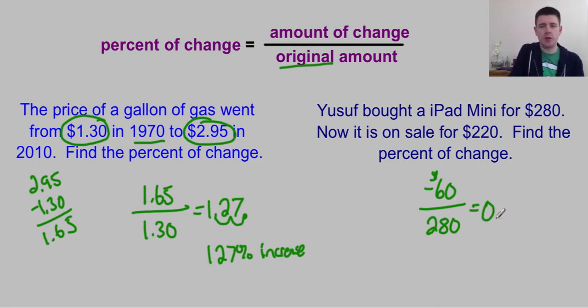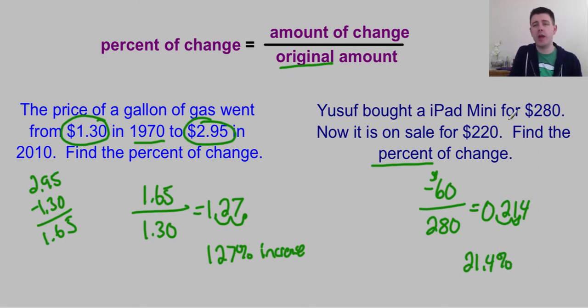And I get 0.214. Again, but that's a decimal. We want the percent. So we slide our decimal over 2 spots. And we would get 21.4, or you could round it off to 21%. But this is 280 down to 220. So we would say a 21.4% decrease in the price. So it's as simple as that. How much did it change by? Divided by the original amount. That gives you a decimal. And you turn that decimal into your percent of change.